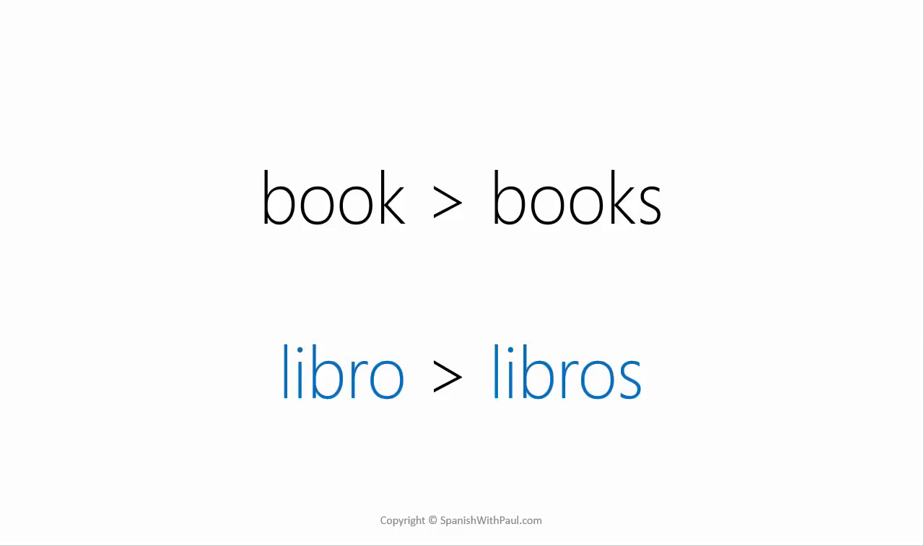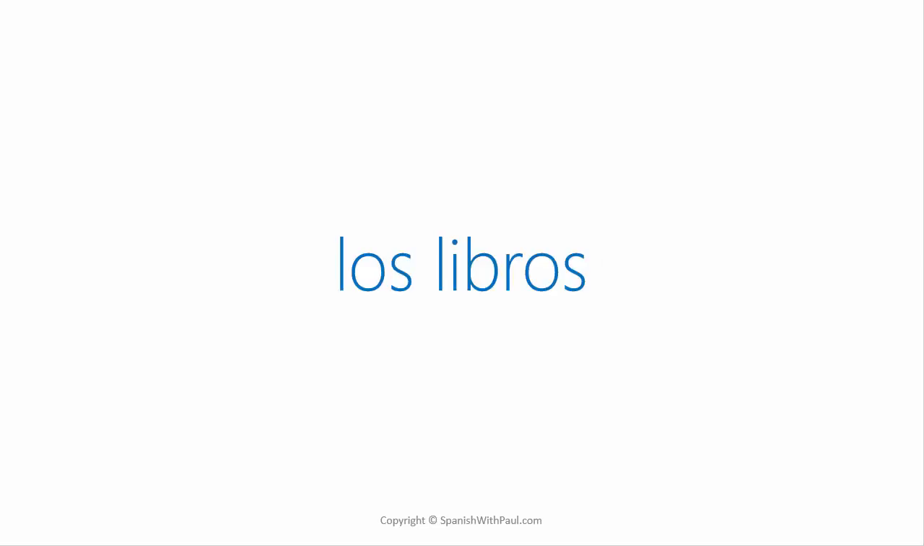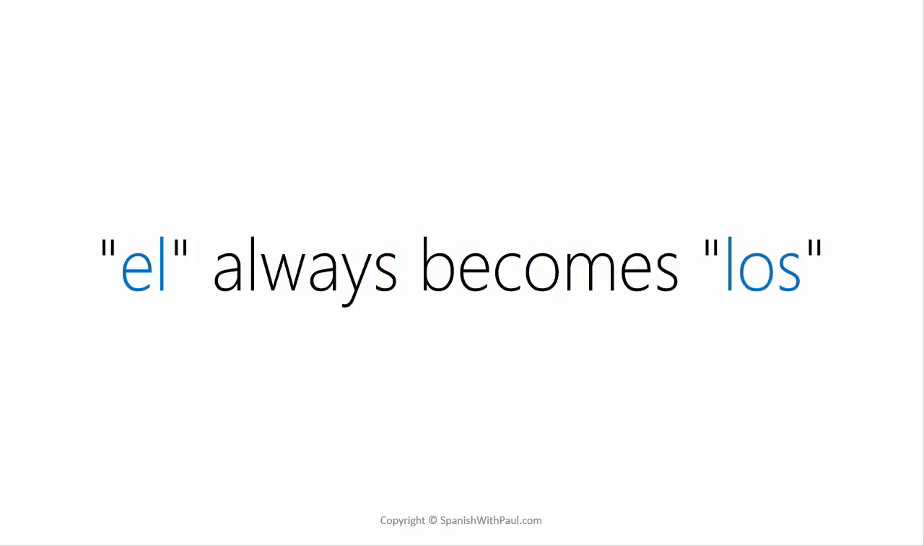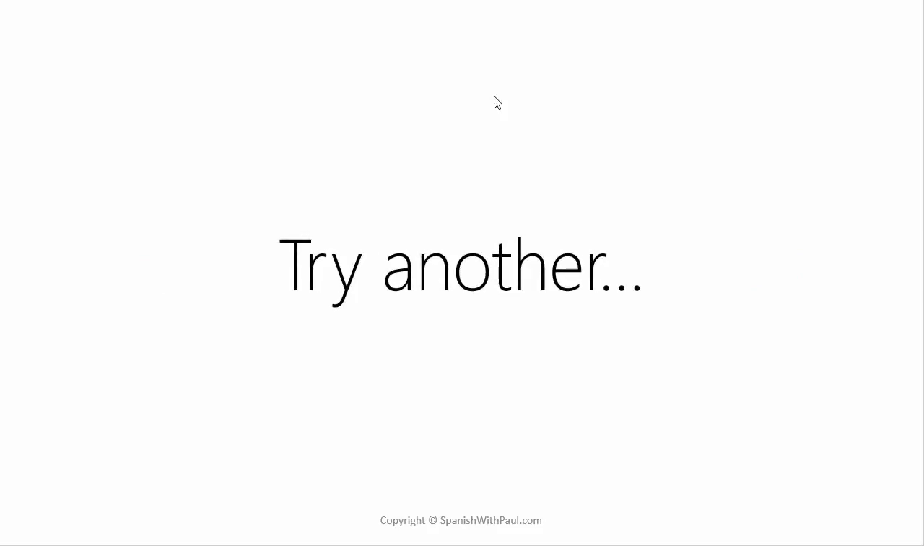So if you look at it, in English we have book to books, adding an S, and in Spanish the same thing, libro to libros, just adding an S for the plural. So we have the book as el libro, but el needs to change in the plural, and this is where it does get different from English. So el actually transforms into los. So if we wanted to say the books, it would be los libros. So el always becomes los in the plural. It's a nice solid rule that we can hold on to. El transforms into los.